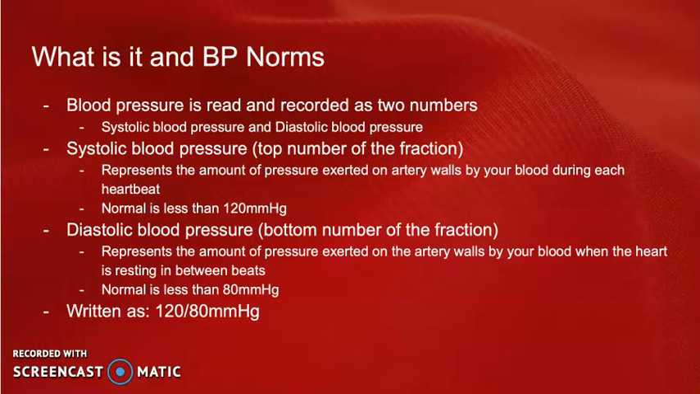Diastolic blood pressure, which is the bottom number of the fraction, represents the amount of pressure exerted on the artery walls by your blood when the heart is resting. Normal diastolic blood pressure is less than 80 millimeters of mercury. Blood pressure is written as 120 over 80. 120 would be an example of systolic and 80 would be an example of diastolic.